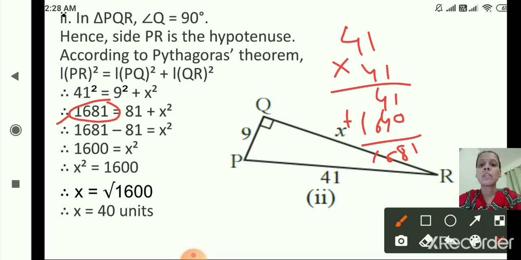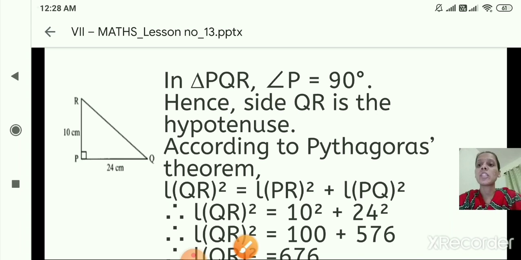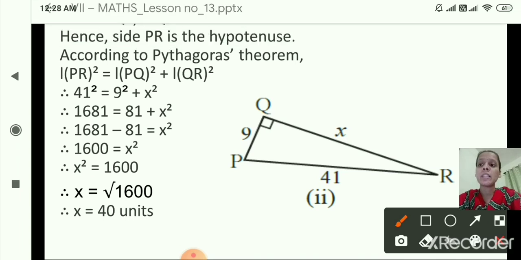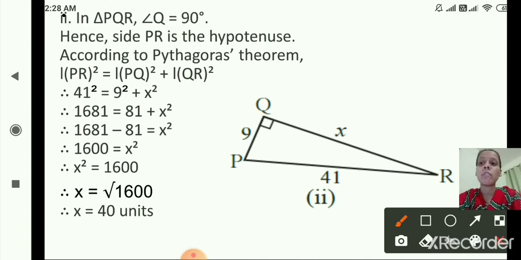Now what do we have to find out here? x square. So 1681 is equal to 81 plus x square. We have to find out x square. So what we will do, this plus 81 will go on this side, so it becomes minus 81, right? So x square is equal to 1681 minus 81. We will keep this x square on the right hand side as it is, and this 81 will go on the left hand side, so it becomes minus 81. Now 1681 minus 81 is equal to x square.